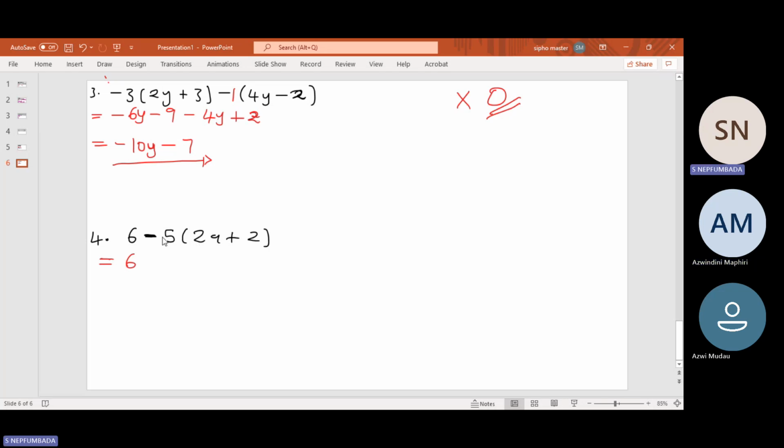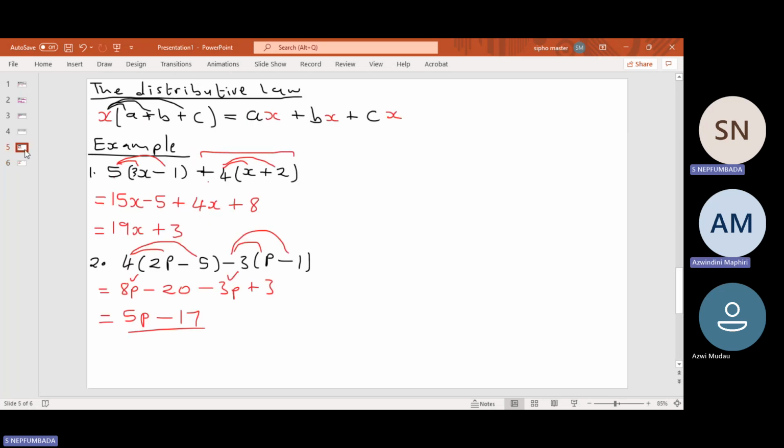Listen. You write 6 the way it is. The thing that is going to multiply is the one that is near the bracket, which is minus 5. Minus 5 is going to multiply this. Minus 5 is going to multiply this. The same way we're doing things from here. This one multiply this one multiply that. Only the thing that multiplies is the one that is near the bracket. Are we good?